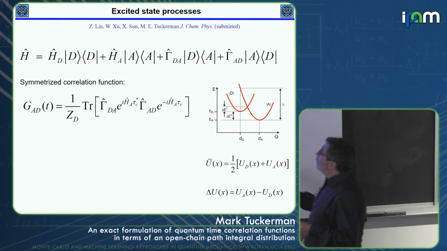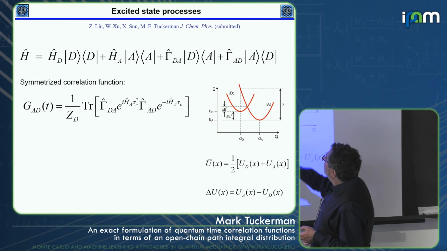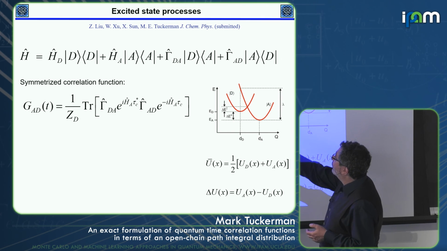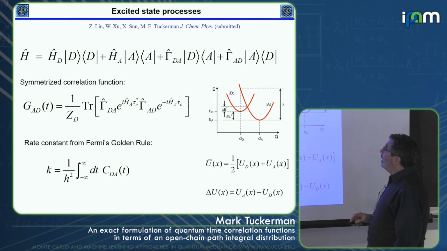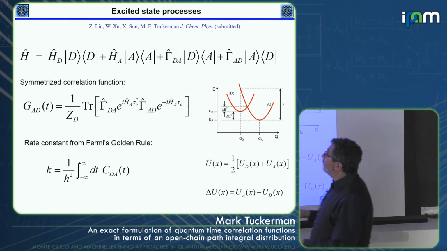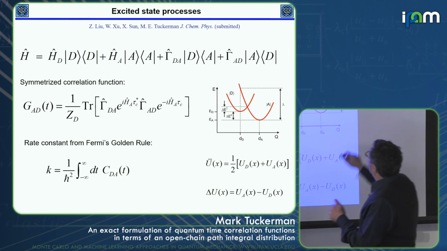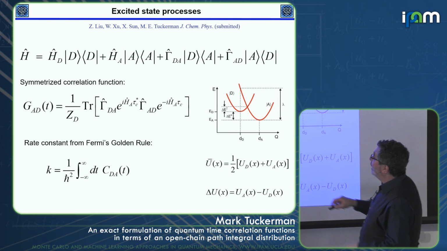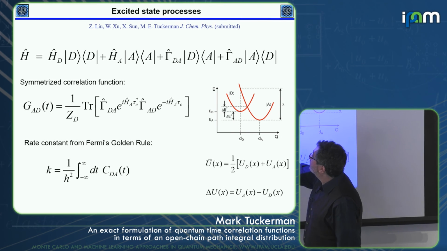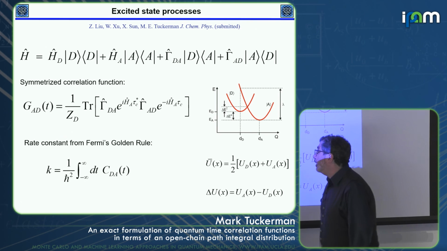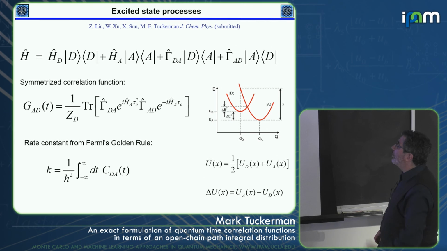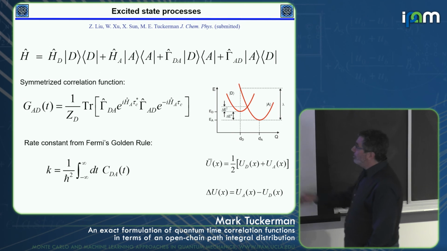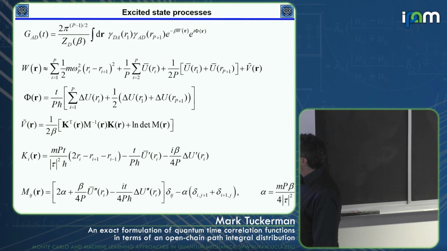And usually what you're looking for now is a kind of rate that comes from a correlation function like this. You start with the symmetrized one, and the rate that you want for transfer from, let's say, a donor to an acceptor site is, for this particular case, from Fermi's golden rule, and it's like the zero frequency integral that we had before. So you have to do that integral, right?